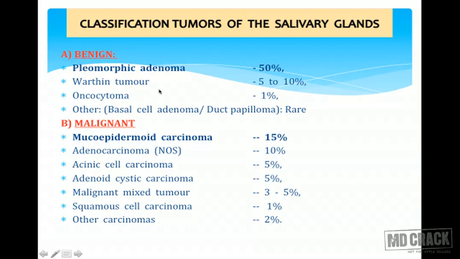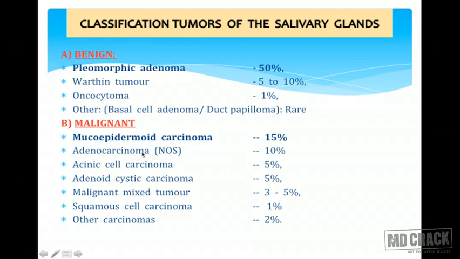Warthin's tumor, remember it is benign, not malignant. Around 5 to 10% of the salivary gland tumors are Warthin tumors. Oncocytomas are rare tumors, 1% of the salivary gland tumors. Others are very, very rare, like basal cell adenomas and duct papillomas. Remember, the malignant tumors are as such quite rare, but we keep on coming across them. So very commonly we come across mucoepidermoid carcinomas, and adenocarcinomas can arise from the salivary glands.